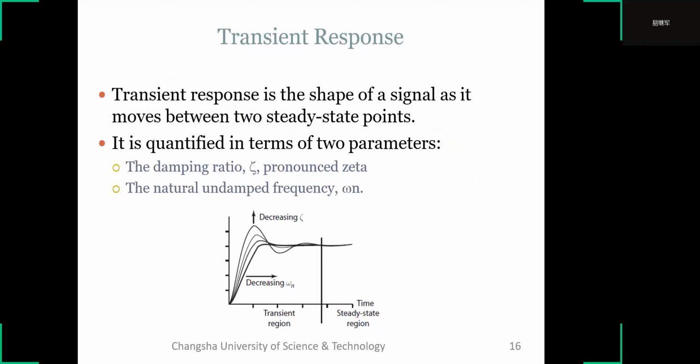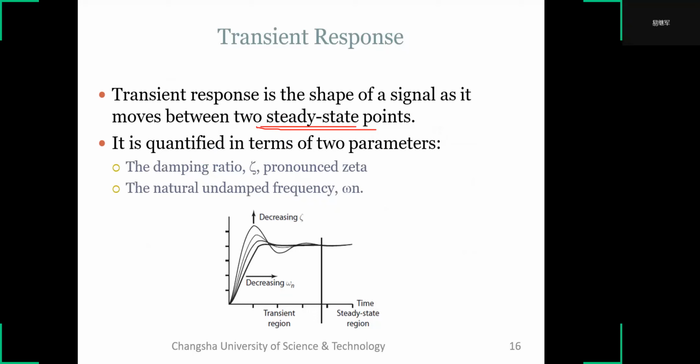Next, I introduce the transient response. Transient response is the shape of a signal as it moves between two steady state points. It is quantified in terms of two parameters.